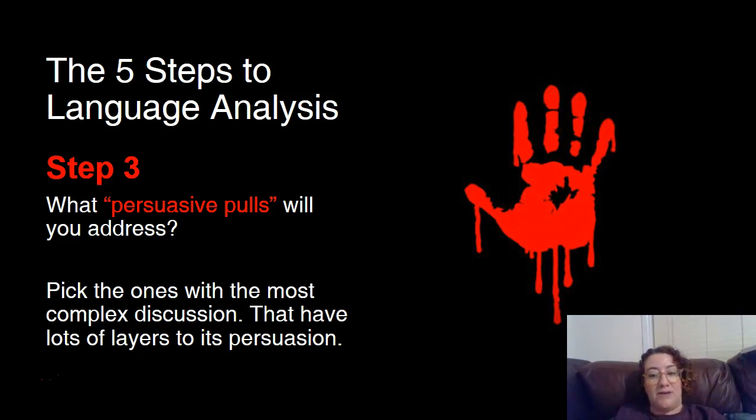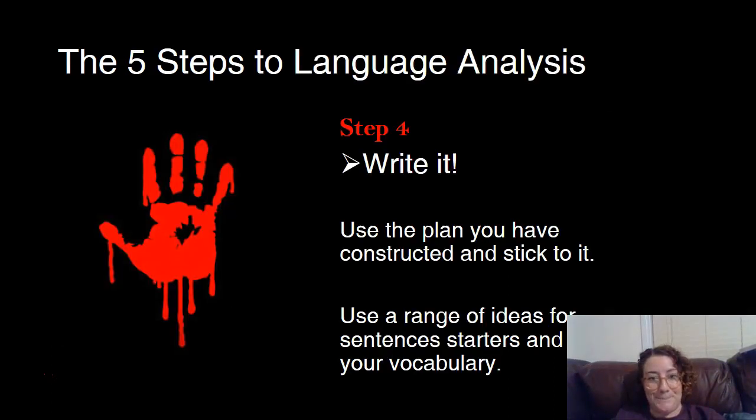My advice would be, don't pick the easiest persuasive pulls you find. Pick the ones that have the most complex discussion in them, ones that have lots of layers to them. Because the more you can go in depth and be specific, the better your marks will be. Step 4 is write it.